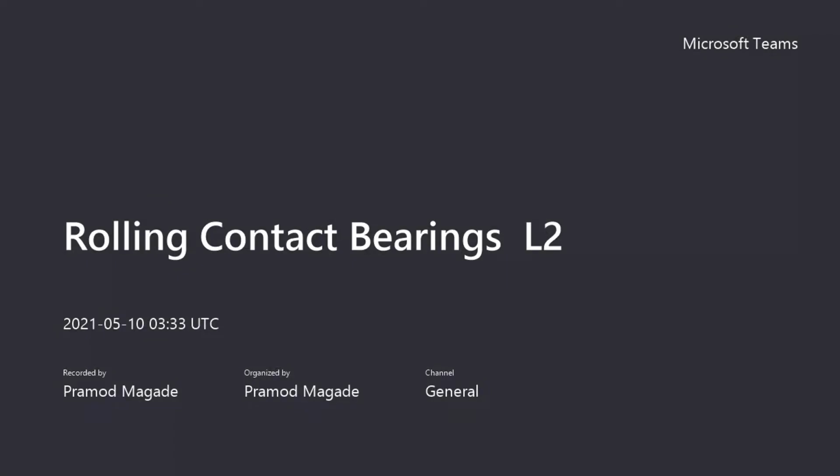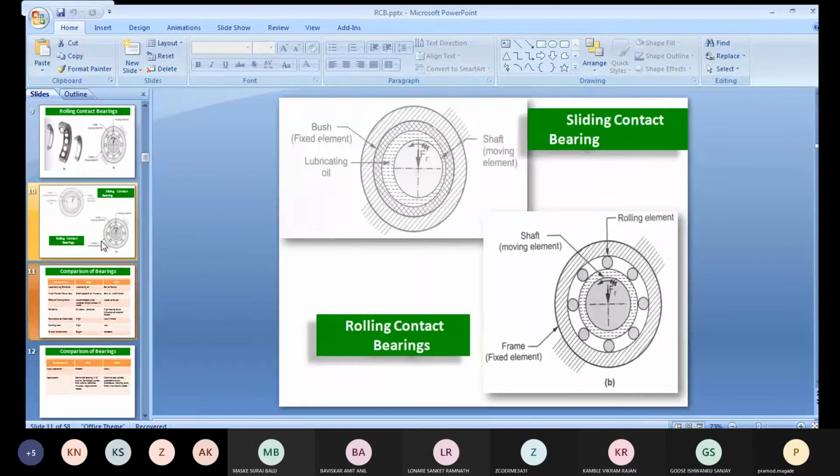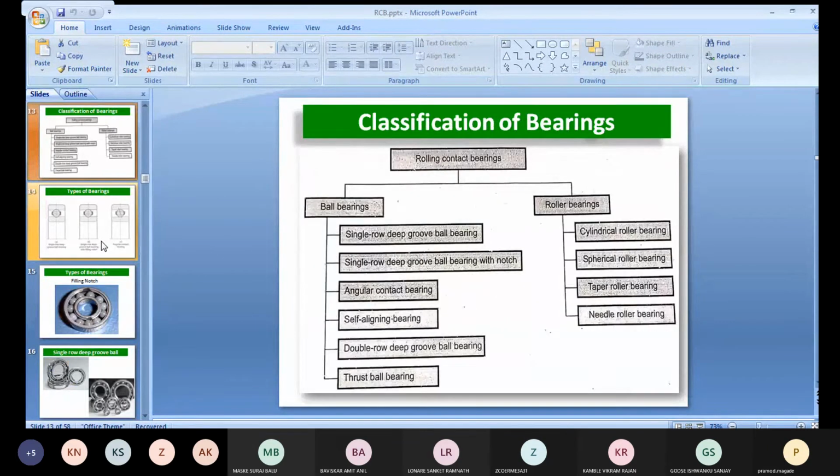Okay. We have covered up to bearing selection and all that. Now we have reached the bearing types. This is basically the rolling contact bearing, in which there are two types of bearings. First one is a ball bearing and second one is a roller bearing. In the case of ball bearing, there are many more types, such as single row deep groove ball bearing, angular, self-aligned, thrust ball bearing, and so on.